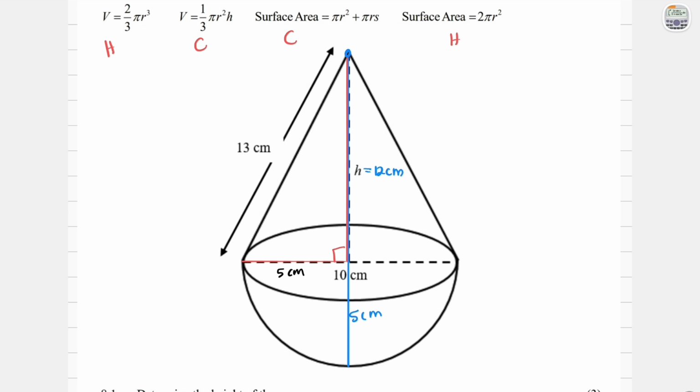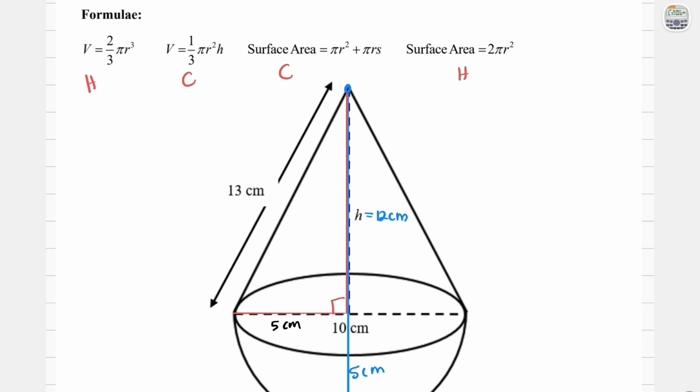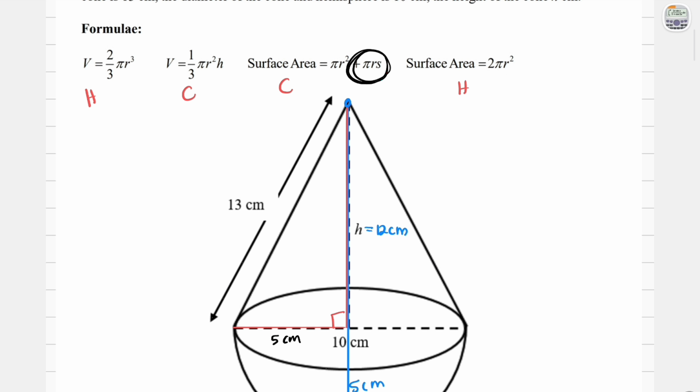If you want the surface area of this entire container, you have to look at it as if you're painting this container. So we need the outer part. We need the surface area of the outer part of the cone, plus the surface area of the outer part of the hemisphere. So make sure that with the cone, you include just the part that speaks about the outer part of the cone. With the hemisphere, that's fine. 2 pi r squared is the total surface area of the hemisphere.